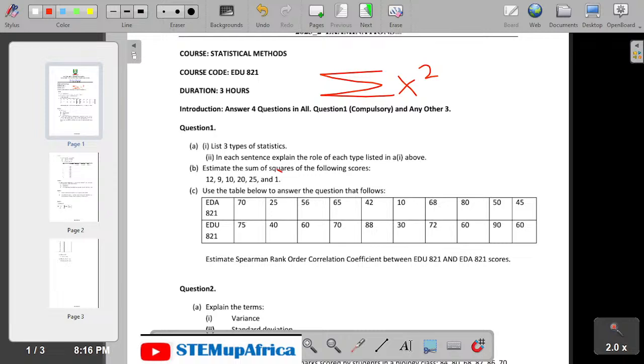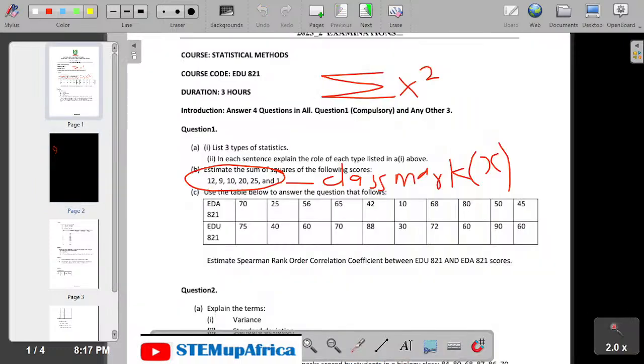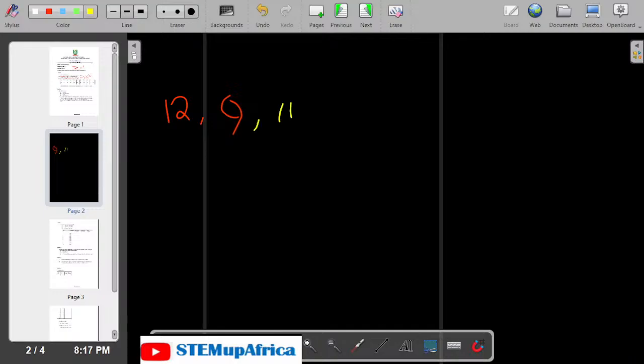All these variables are referred to as the class mark, which is your x. That means I'm to square 12. So let me write the numbers: 12, 9, 10, 20, 25, and 1.